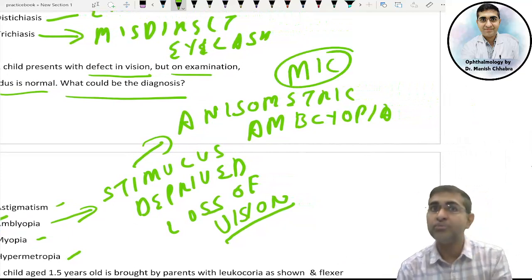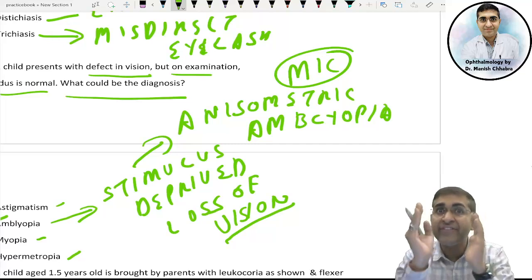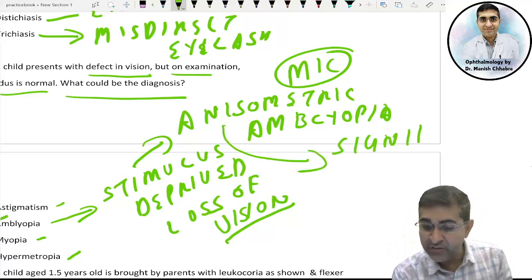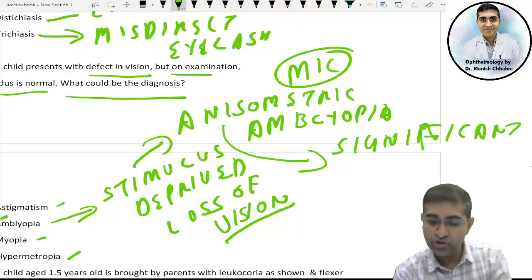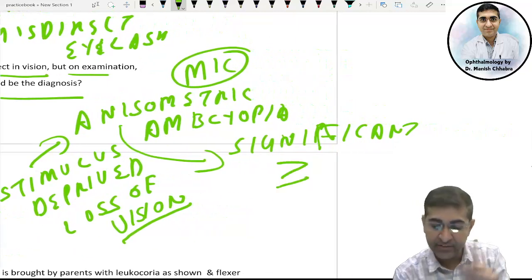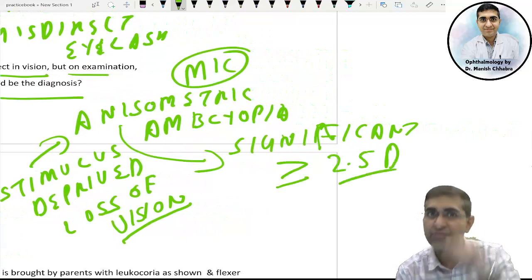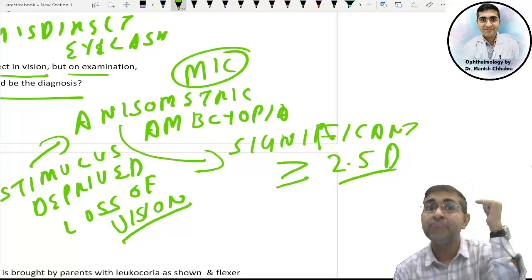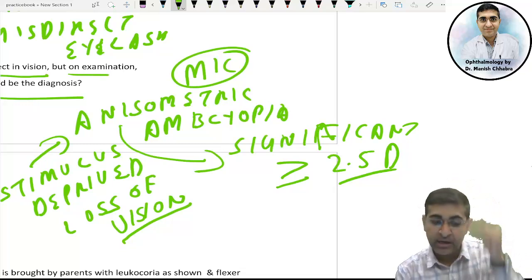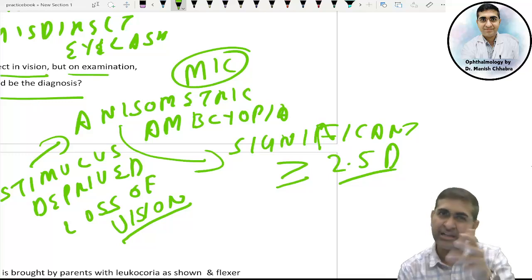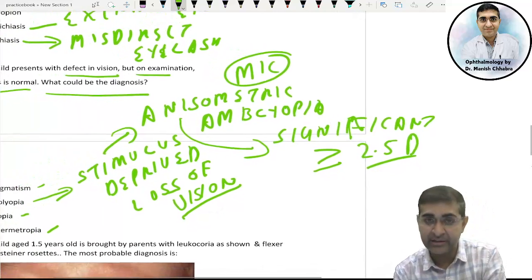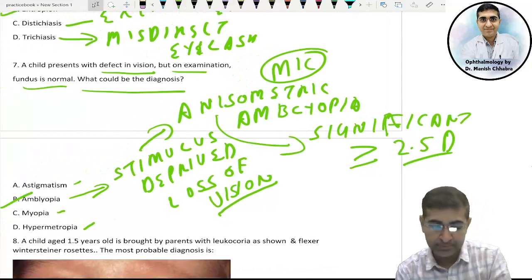Anisometropia is when there is a difference in the refractive error of the two eyes. You call it significant anisometropia if the difference in refractive error between the eyes is more than or equal to 2.5 diopters. What are the other causes of amblyopia? Congenital cataract, strabismus meaning squint, mechanical cause which is ptosis, then high refractive error. One is anisometropia, another is where one eye is normal but the other eye has a high refractive error. That can also lead to amblyopia.